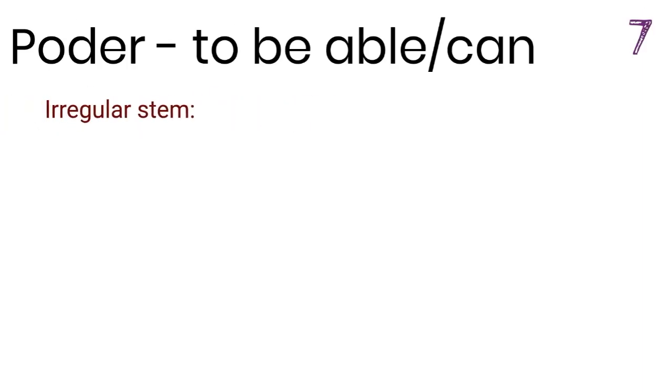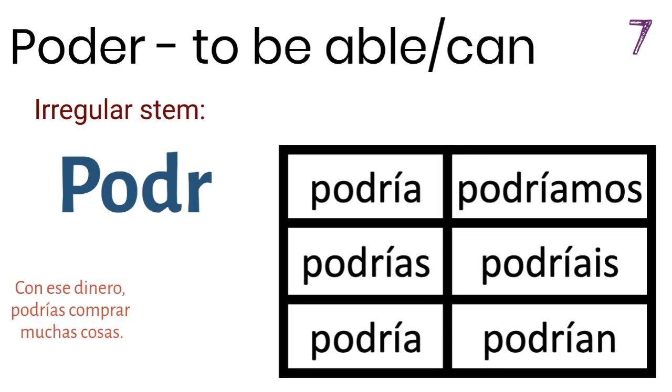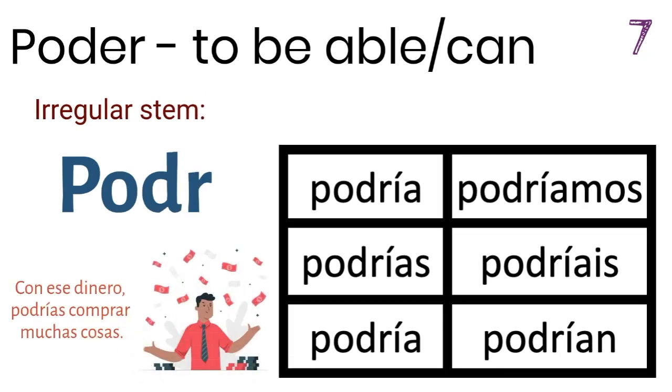Poder becomes podr. Con ese dinero podrías comprar muchas cosas. With that money, you could buy a lot of things. Notice that we use could instead of would here. That's a shortcut. The other way to translate this is, you would be able to buy a lot of things.